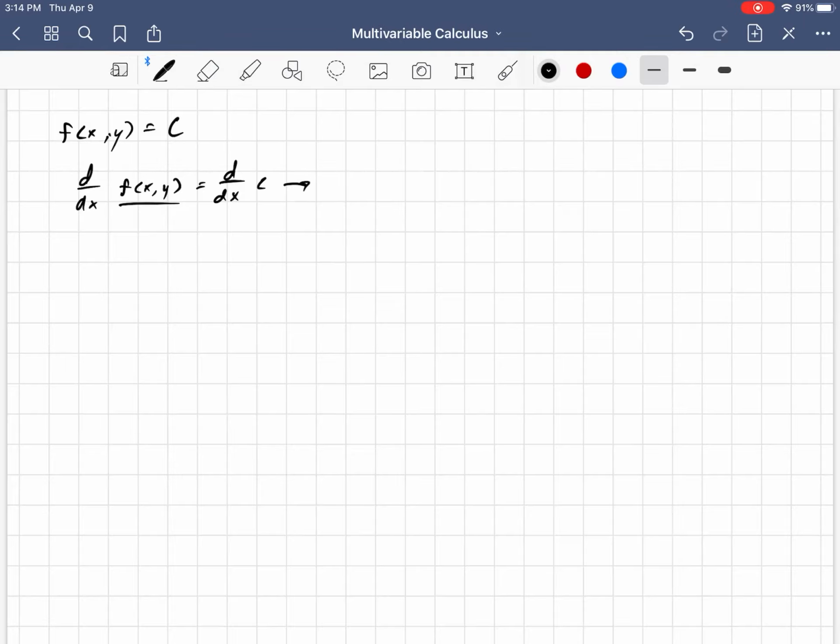So now, the derivative of a multivariable function. We're assuming that this function f has two variables, x and y. But we're assuming, of course, that y is a function of x. It's defined implicitly, just like how we did implicit differentiation in Calc 1.